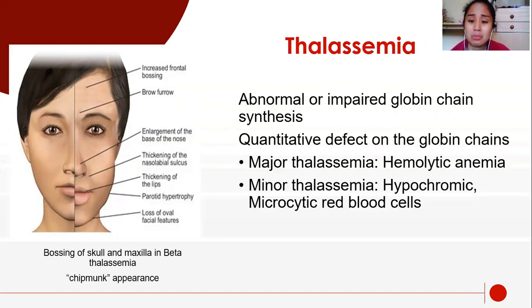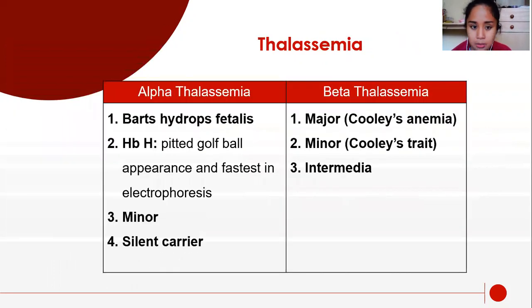So, in class, major thalassemia can lead to hemolytic anemia, premature breakdown of your red blood cells. But if there's minor thalassemia, it's hypochromic. I think my friend only had minor thalassemia, but she was needing a blood transfusion every now and then. So class, I summarized it.